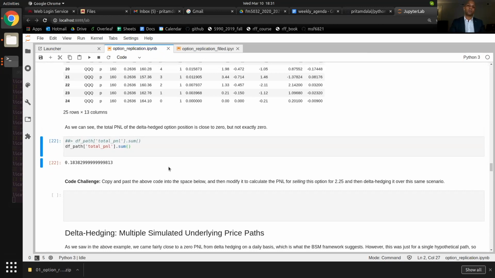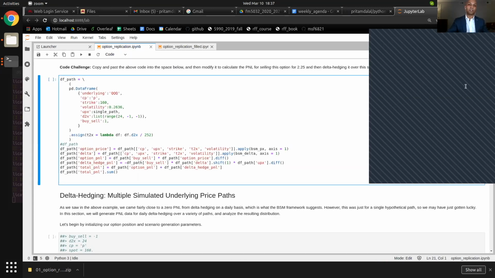So, okay, here's a little code challenge. Copy and paste the code above into this space below here, and then modify it to calculate the P&L for selling this option for 225, and then delta hedging it over this same scenario. Yes, Brady, you're exactly right. So Brady said, is it about -20?